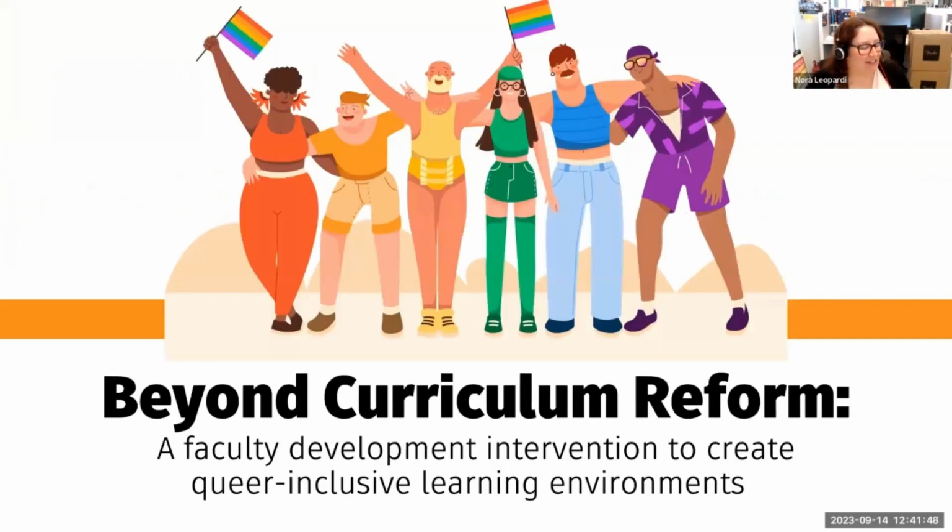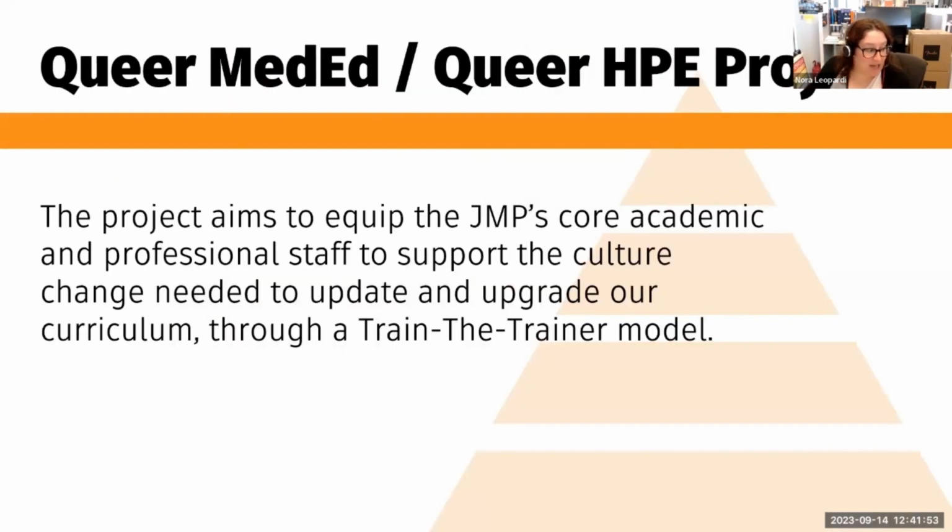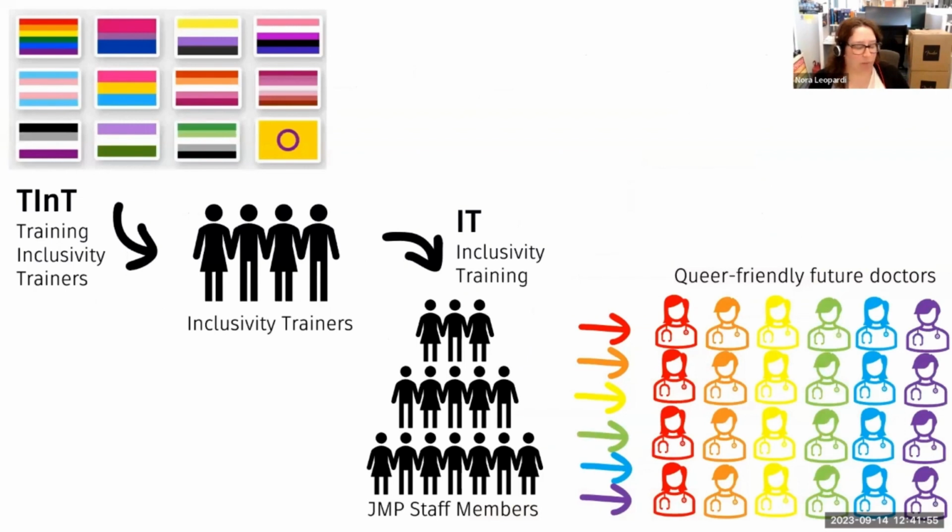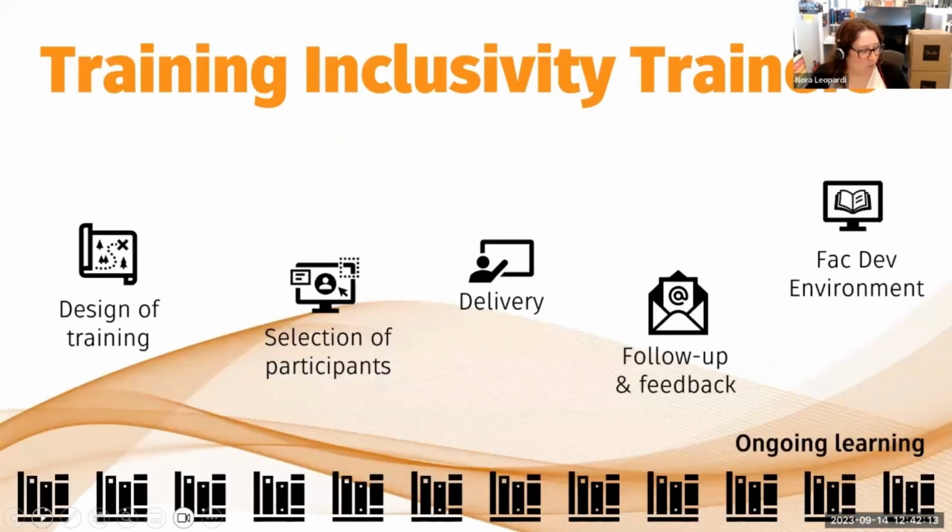So we developed a faculty development intervention, and this was our aim. And I call this my little pyramid scheme, as we designed two trainings: a training for inclusivity trainers, and then for them to deliver an inclusivity training to JMP staff members, producing hopefully queer-friendly future doctors. We designed our training, selected our participants, delivered a number of sessions, and we are creating an online faculty development environment for continued learning.